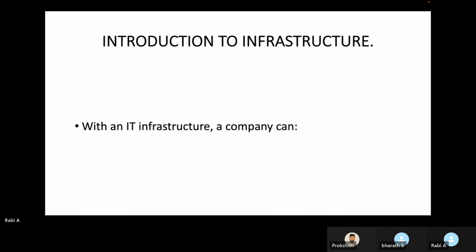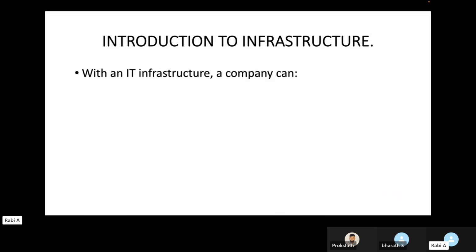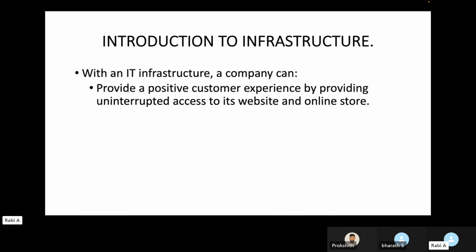With an IT infrastructure, a company can provide a positive customer experience by providing uninterrupted access to the website and online store. So, by setting up this infrastructure, we can make sure that the customers are accessing the application whenever they want without any downtime.